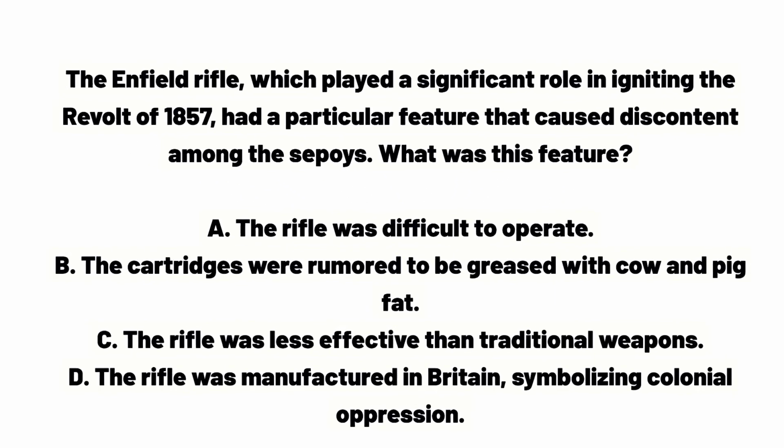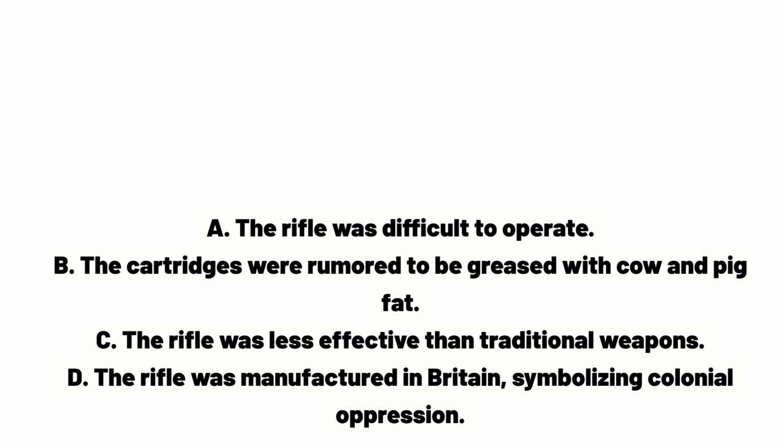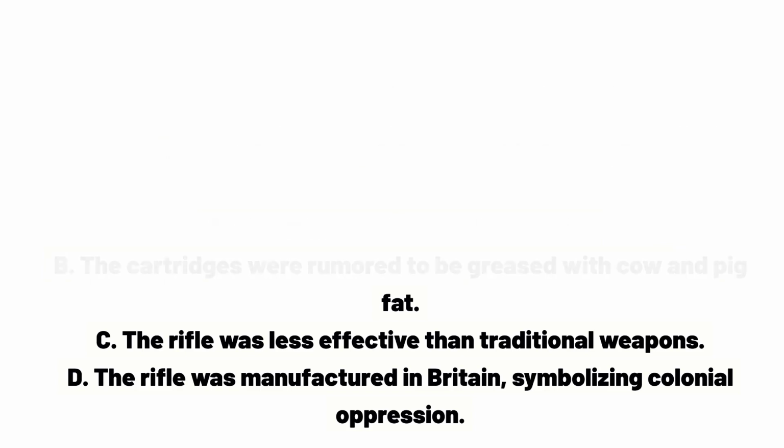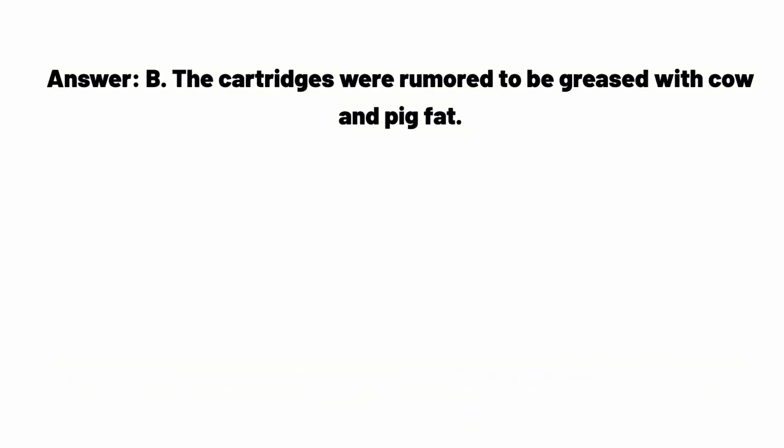The Enfield rifle, which played a significant role in igniting the revolt of 1857, had a particular feature that caused discontent among the sepoys. What was this feature? A. The rifle was difficult to operate. B. The cartridges were rumored to be greased with cow and pig fat. C. The rifle was less effective than traditional weapons. D. The rifle was manufactured in Britain, symbolizing colonial oppression. Answer. B. The cartridges were rumored to be greased with cow and pig fat.